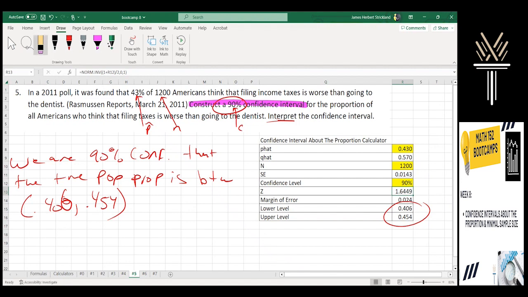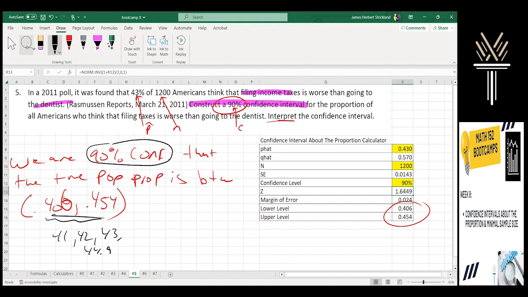So I can definitely say that a minority of people feel this way. A minority of people think filling out their taxes is worse than going to the dentist. You can make those kinds of declarations now. More than 40% feel that way and less than 50% feel that way. Do I know the exact number? Absolutely not. Any number in this range is possible. It might be 41, it might be 42, it might be 43, it might be 44.9. I have no idea. I just know it's between these two numbers with 90% confidence.